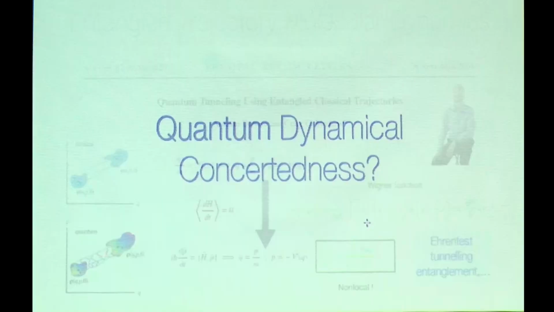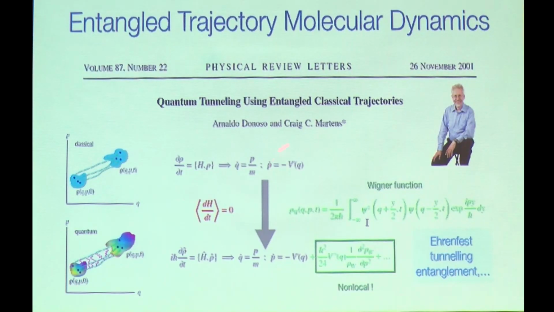But it turns out that Craig Martens, some years ago, gave a method which is perfectly suited for what we want to do. This is called entangled trajectory molecular dynamics. Basically, you do classical mechanics, but you lift it into the phase space by propagating the von Neumann equation in the Wigner representation. And therefore, you are following the Wigner function. It turns out that this can give you a lot of things like the nonadiabatic dynamics, tunneling, entanglement, decoherence, all of those things to leading order in Planck's constant. So it's a perfect method for us because it gives us quantum trajectories.